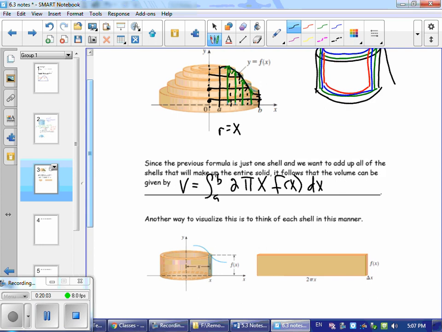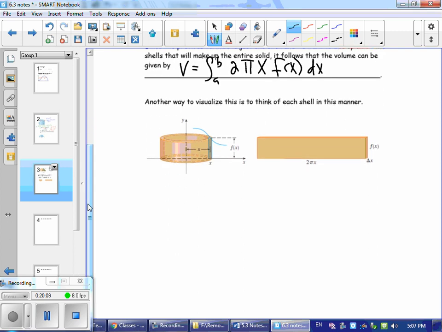Okay, another way to visualize this, if you're not able to see it in the way we just did it, is to take one of those shells. If you take a shell and slice it right here, literally cut it right there, and open this thing up, if I could spread it out, it's going to look like this right here. And this is nothing more than a rectangular prism.